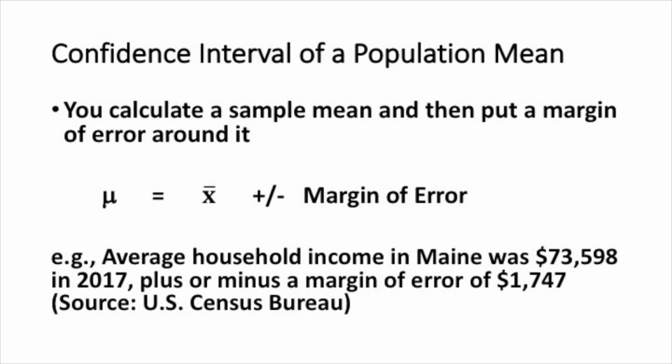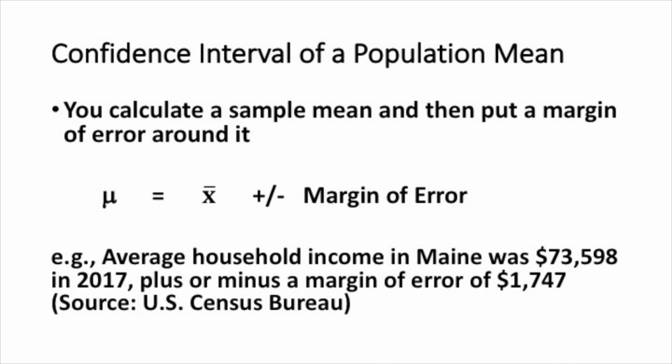So you might want to estimate the average age of all people who visit Disney World. Unless you are Mickey Mouse himself, you're never going to have access to everyone who goes to Disney World. So instead, you'll have to rely on a sample of data. To estimate a population mean, you first calculate a sample mean and then put a margin of error around it. So here's the notation you see. Mu, that's a population mean, equals x bar, which is a sample mean, plus or minus the margin of error.